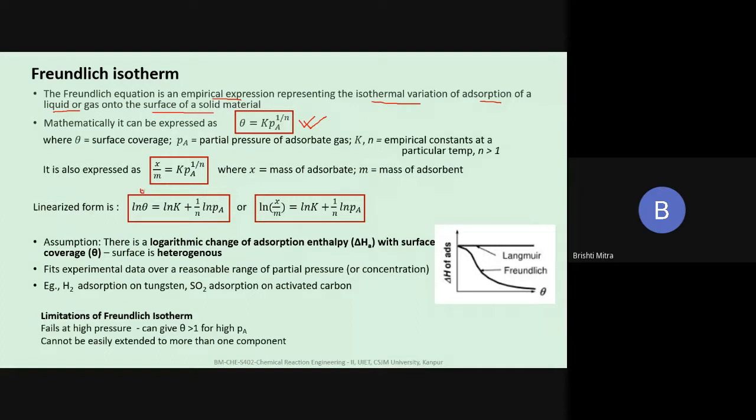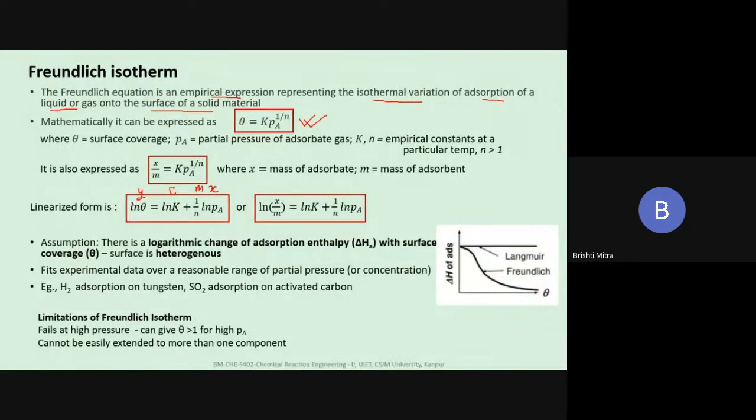So what is my straight line equation? Y is equal to mx plus c, and this is my x, and this is my c. So you can plot ln theta versus ln pa, and you should get a straight line with ln k being your intercept and 1 by n being the slope.